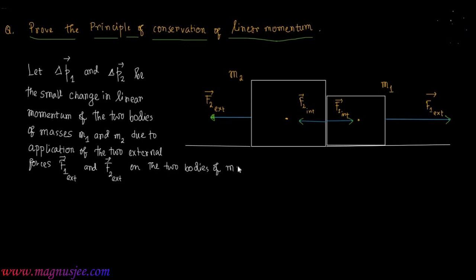Let delta vector p1 and delta vector p2 be the small changes in linear momentum of the two bodies of masses m1 and m2 due to the application of the two external forces, F1 ext vector and F2 ext vector, on the bodies of masses m1 and m2 respectively, in a small time interval delta t.